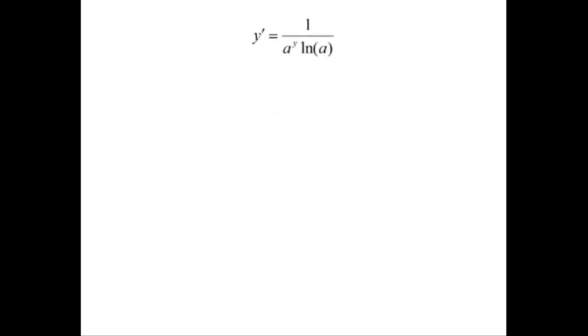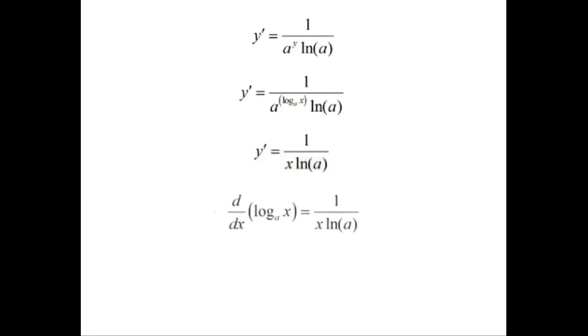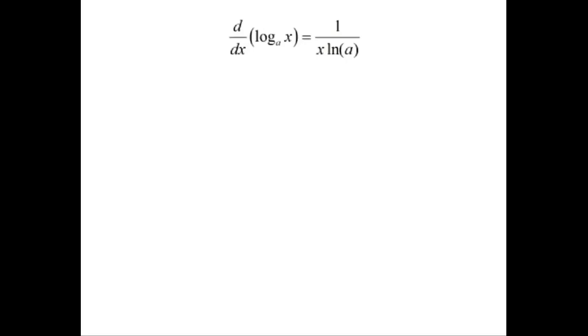We want an expression in terms of x only. We need to substitute the dependent variable y with an expression in terms of x. So we use the original explicit function we started with. Substituting this expression and simplifying, we have that the final derivative is equal to 1 over x times the natural log of a. So we have that the derivative of a logarithmic function is equal to 1 over x times the natural log of a. So now check this out. If the base of the logarithm is equal to e, we would be dealing with the natural logarithm.